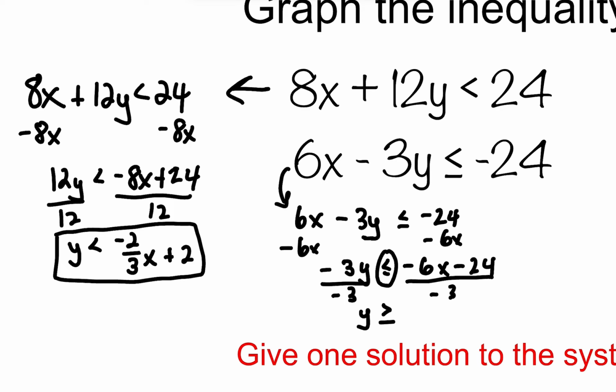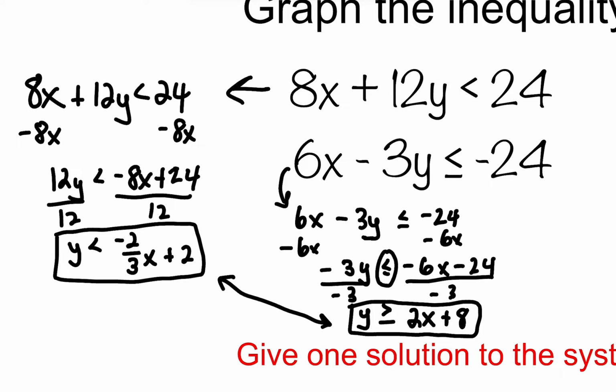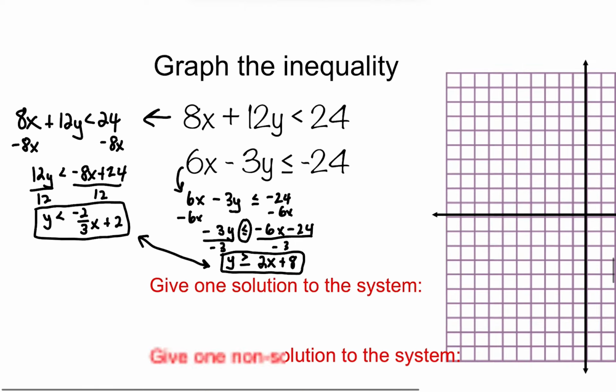So y is greater than or equal to 2x plus 8, since -6 divided by -3 is +2, and -24 divided by -3 is +8. So these are the two inequalities that we are going to graph, and then we're going to shade it. So let's do that.